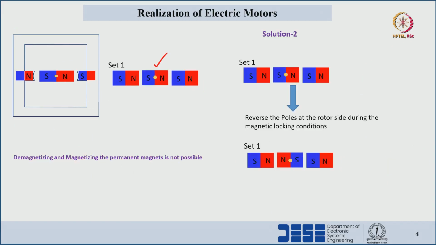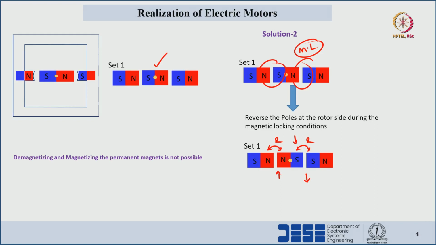Okay, here we are changing the poles at the rotor side. Here magnetic locking is there. So, to avoid that, the rotor poles have been reversed here. Then, based on the repulsion between the similar poles, it will rotate either in the upward direction or the downward direction, depending upon the inertia or dynamics.